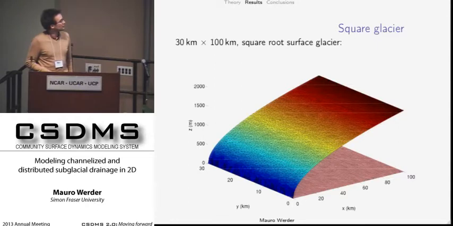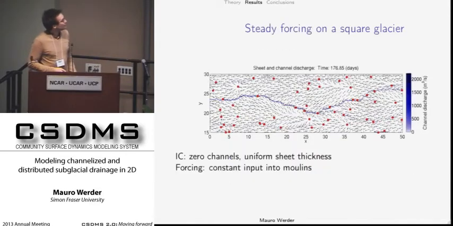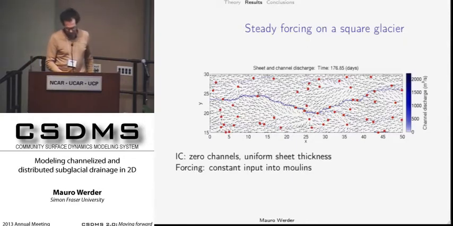So the first run is just on a square glacier, flat bed, parabolically shaped ice surface. The initial conditions are 0 channels everywhere and uniform sheet thickness, and the forcing is just constant input through moulins. So point sources. So up here, the red dots are those moulins where the water is injected. The arrows indicate flow in the sheet, and blue lines indicate the channels which form. So I'll show you this animation, the time evolution.